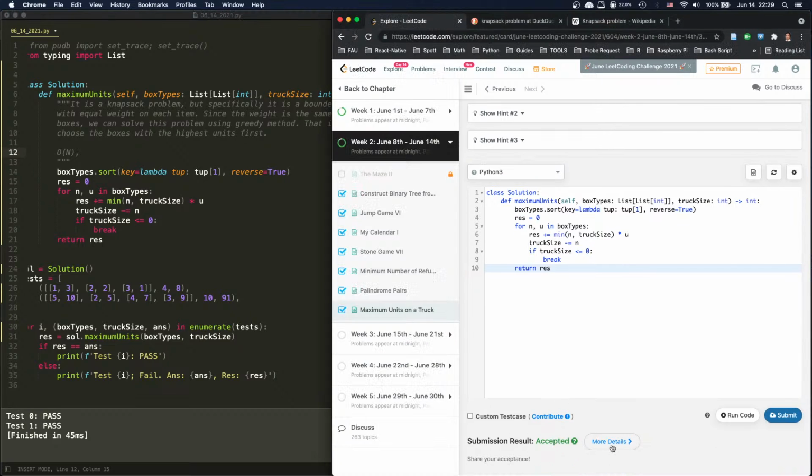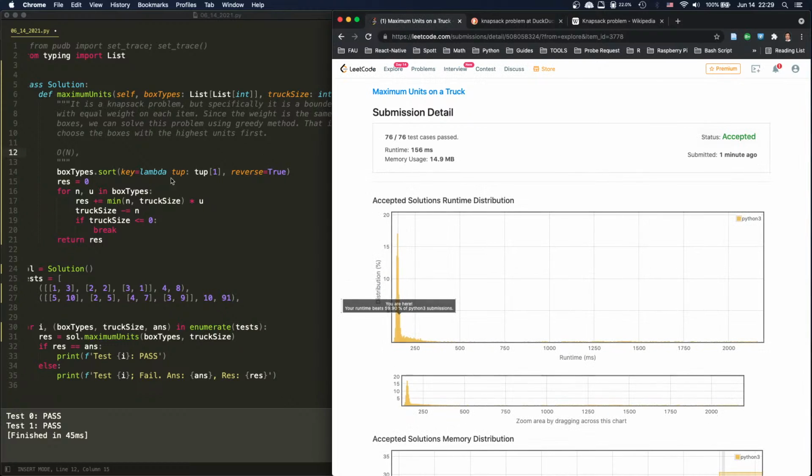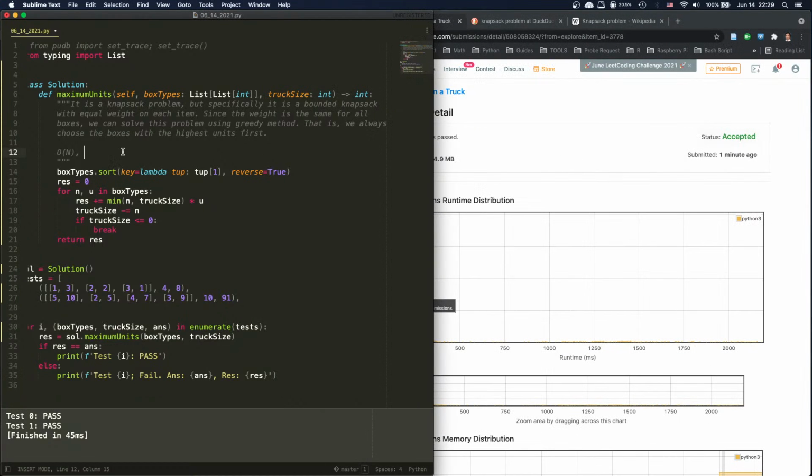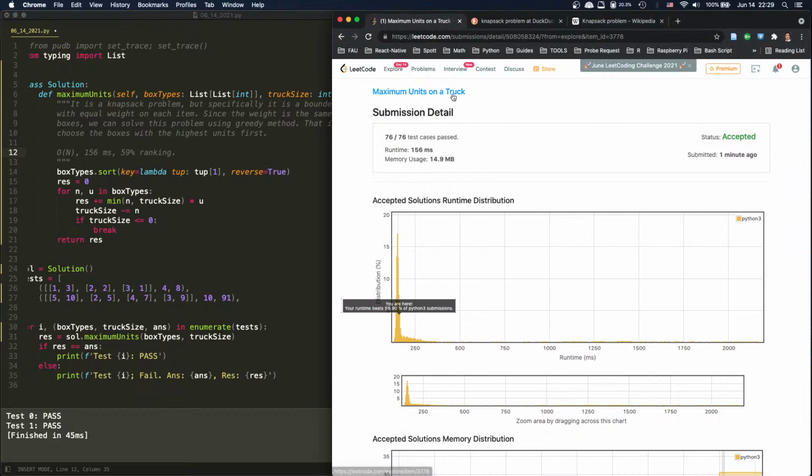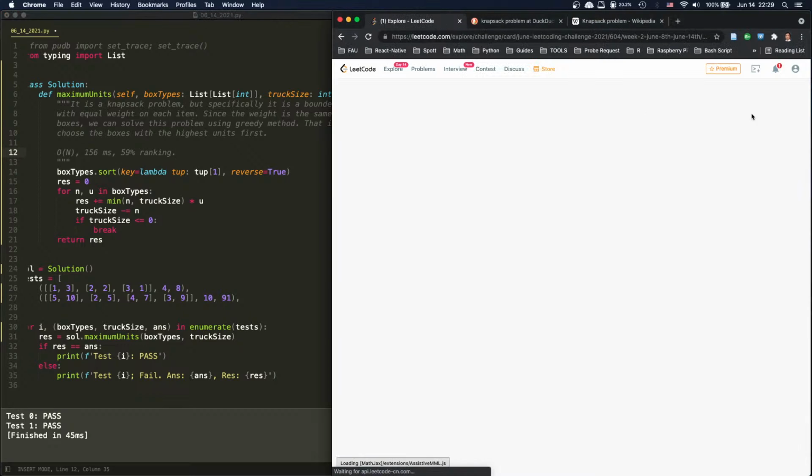That's a 59% ranking. Yeah, nothing too special, right? But I hope people talk about knapsack. Yeah, it is Monday, so it's an easy one.